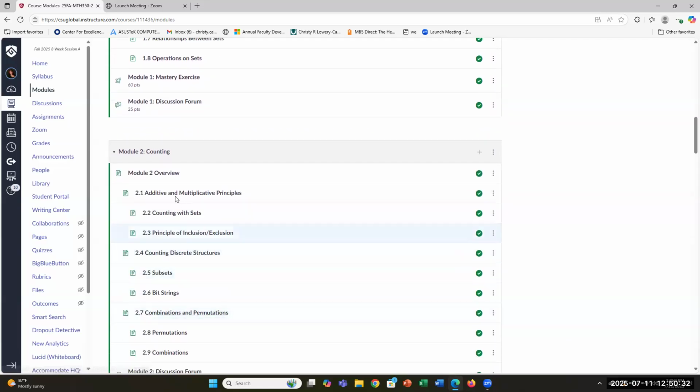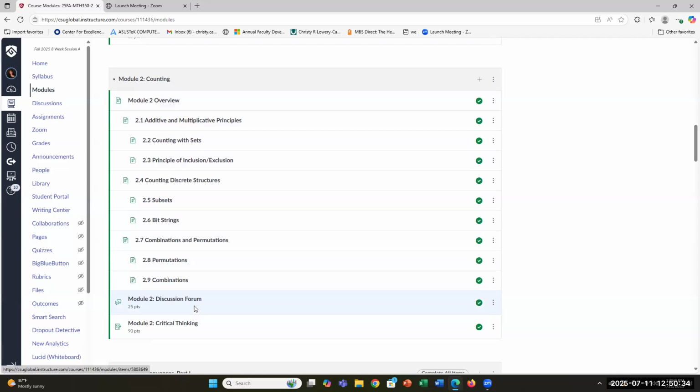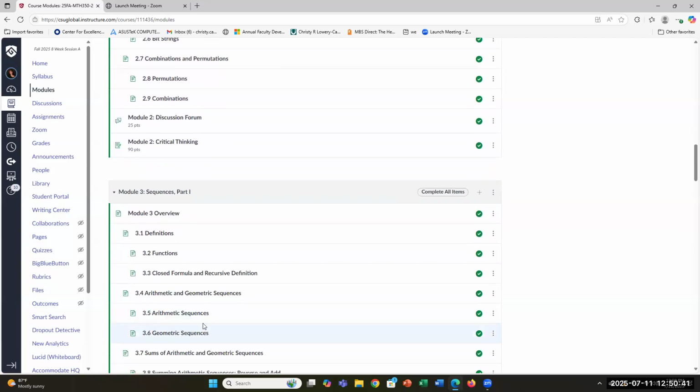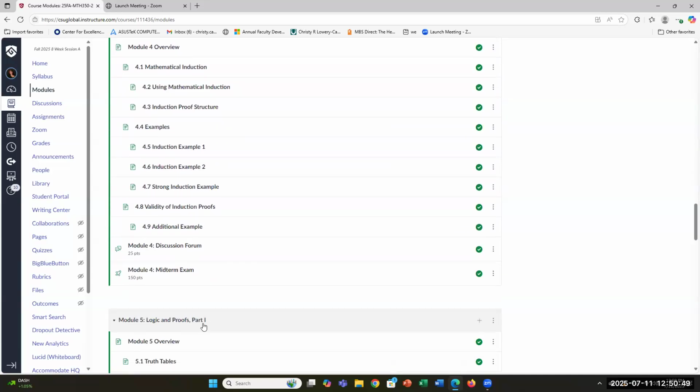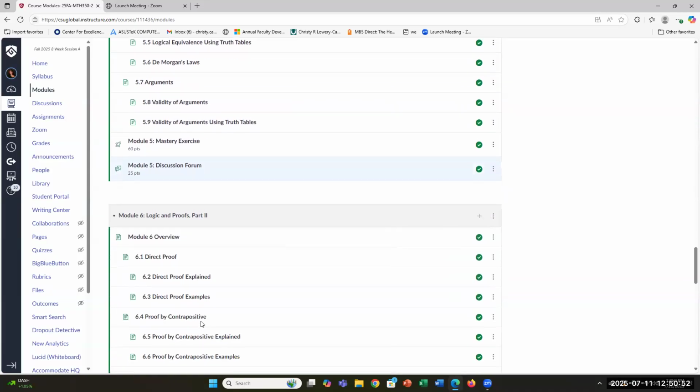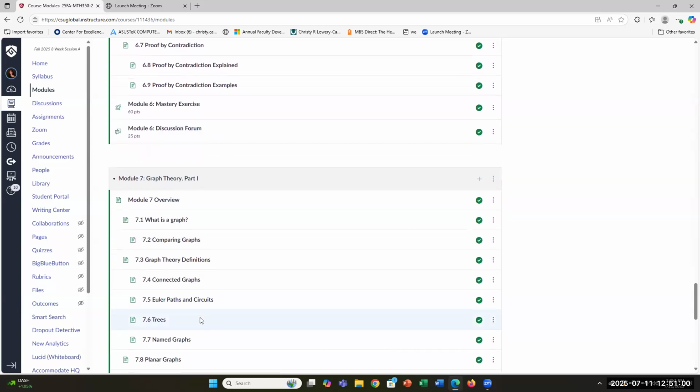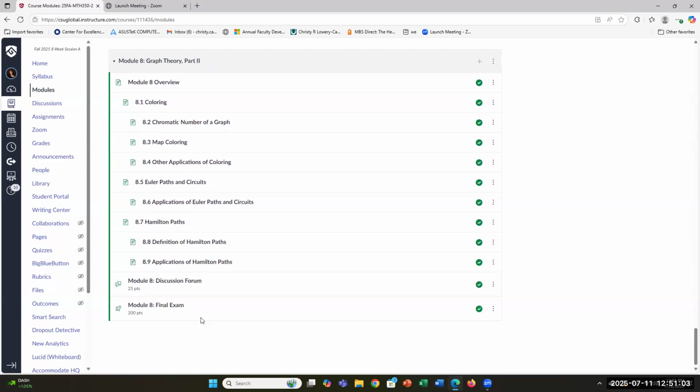Here's week 2, same with the overview and the individual sections. And then here's our graded homework, that discussion board and critical thinking exercise. Week 3 is a live lecture week for us. In the week 2 announcements, I will include the date and time of that live lecture, but you'll see it's the same format. Same for week 4 and week 5. Once we get to week 6, this is another live lecture week, so again, look out for that date and time in the week 5 announcements. Here's module 7 and here's module 8.